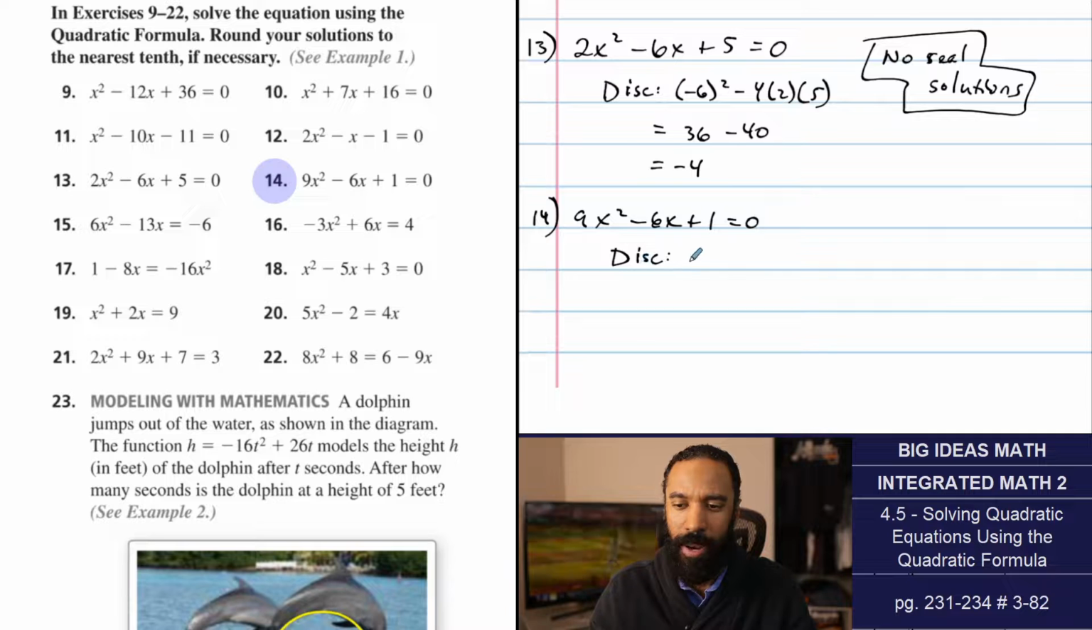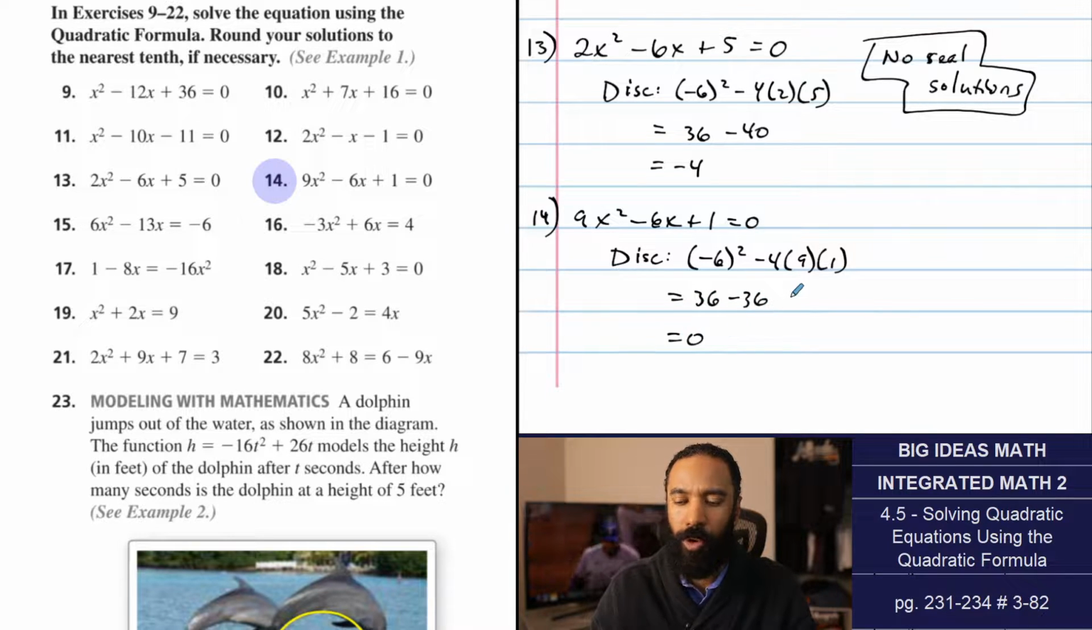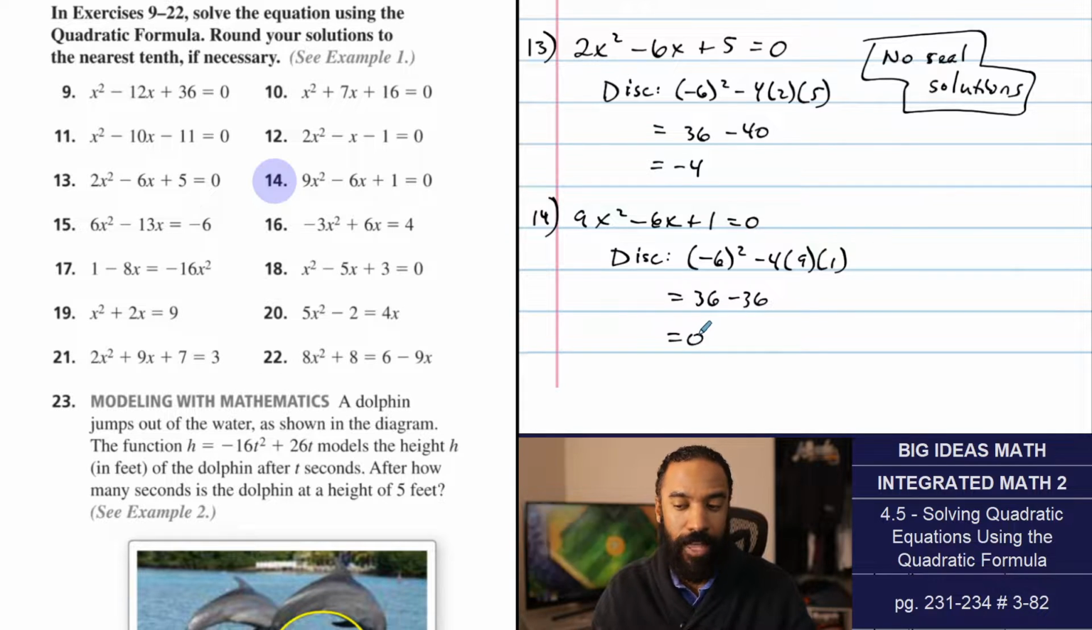Maybe we'll just start writing D there. So b squared minus 4ac. This is 36 minus 36, which is 0. A discriminant of 0 just means one solution. I have nothing to add or subtract. Plus or minus the square root of 0 is just nothing.